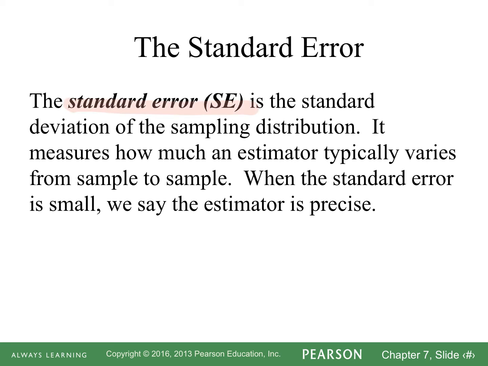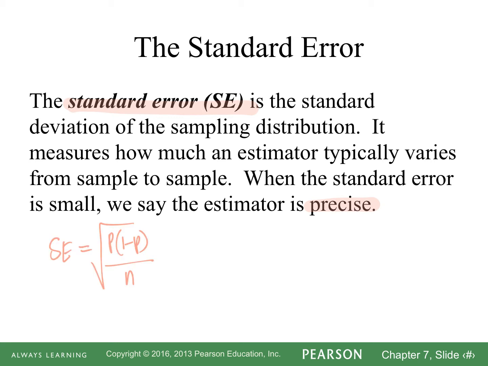Standard error is the standard deviation of the sampling distribution. So it is the standard deviation of all the sample means. It measures how much an estimator typically varies from sample to sample. When a standard error is small, we say the estimator is precise. So the standard error tells us how far off we might be from our target from sample to sample. Standard error has a formula that we're going to use to calculate exactly how far off we could be.